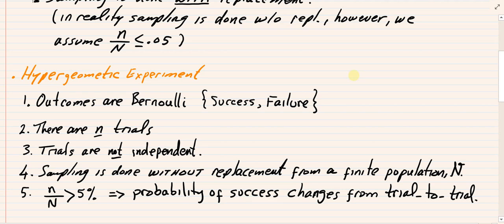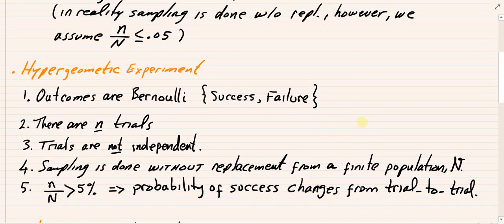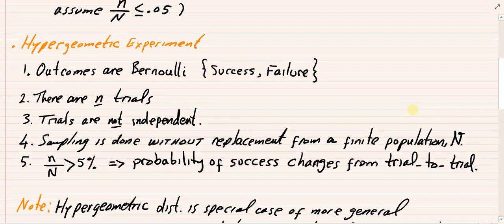And there are n trials. These trials are not independent. Notice the sharp contrast to the binomial. The trials are not independent. And since number 4, sampling is done without replacement, that means the probability of success is not going to be fixed from trial to trial. And finally, we assume that the ratio of sample to population size is bigger than 5%, so that we cannot use the binomial approximation.